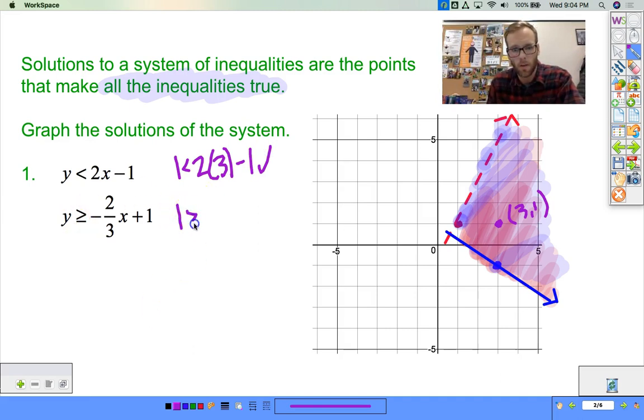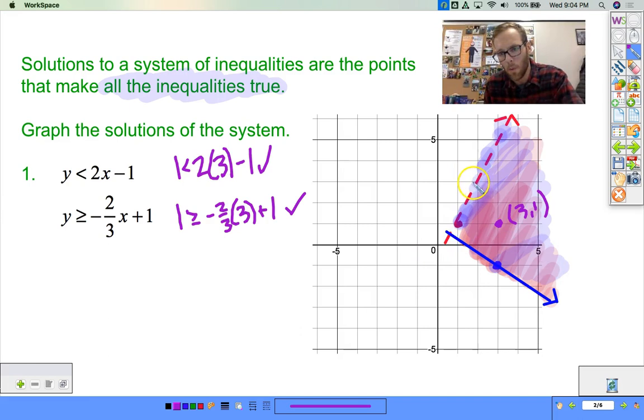Is 1 greater than or equal to -2/3 times 3 plus 1? Well, -2/3 times 3 is -2, plus 1 is -1. Is 1 greater than or equal to -1? Yes, it is. See how that point worked in both of them? That's a solution. So is every other point that we have shaded.